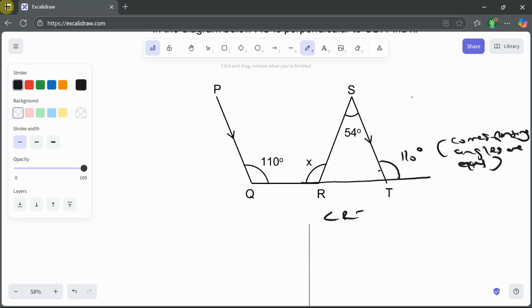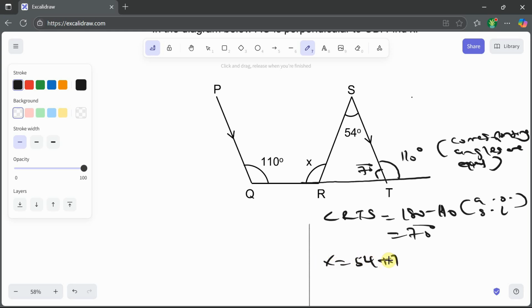So angle RTS is going to be 180 minus 110. Why? Because it's an angle on a straight line. This angle plus this angle will give me 180, so this will give me 70 degrees. And I can easily find my x. So x is equal to 54 plus 70. Why? The exterior angle theorem states that the exterior angle is equal to the sum of the two opposite interior angles. So that will give me 124 degrees. So my angle x is equal to 124 degrees.